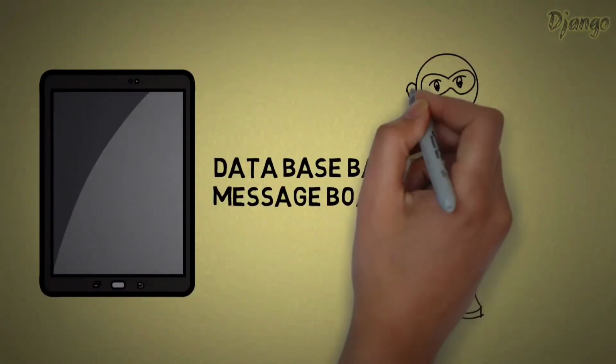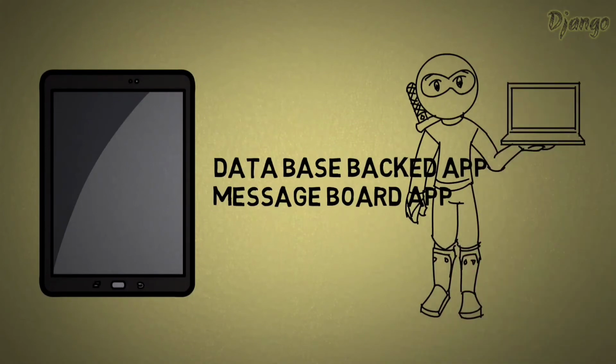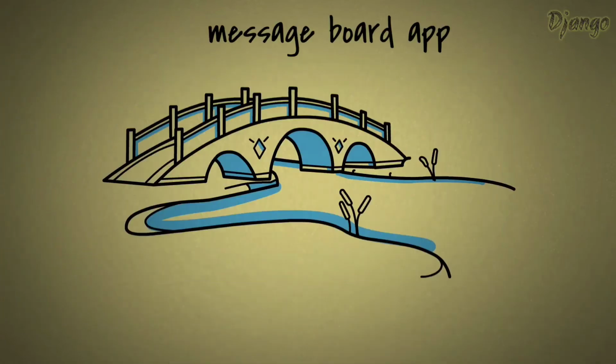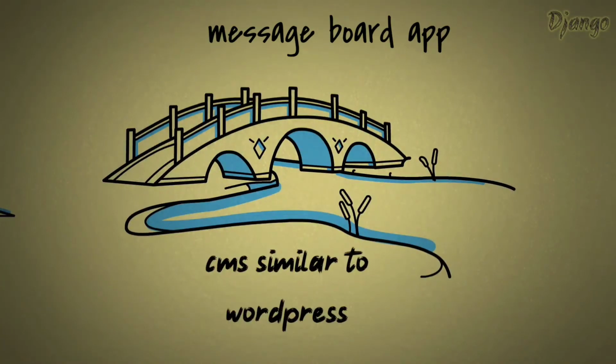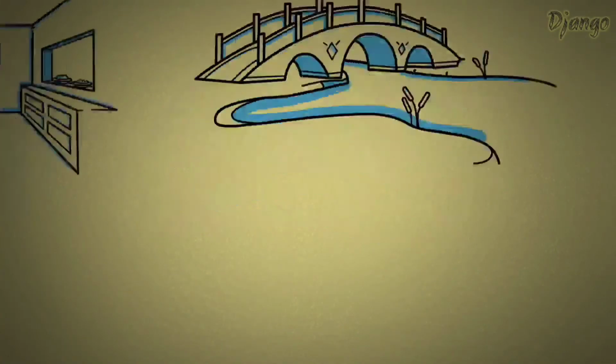So in our next section, we build our first database-backed project, a message board app. Django provides a powerful ORM that allows us to write concise Python for our database tables. We will explore the built-in admin app, which provides a graphical way to interact with our data and can be used as a content management system, or CMS, similar to WordPress. Of course, we also write tests for all our code, store a remote copy on GitHub and deploy to Heroku.